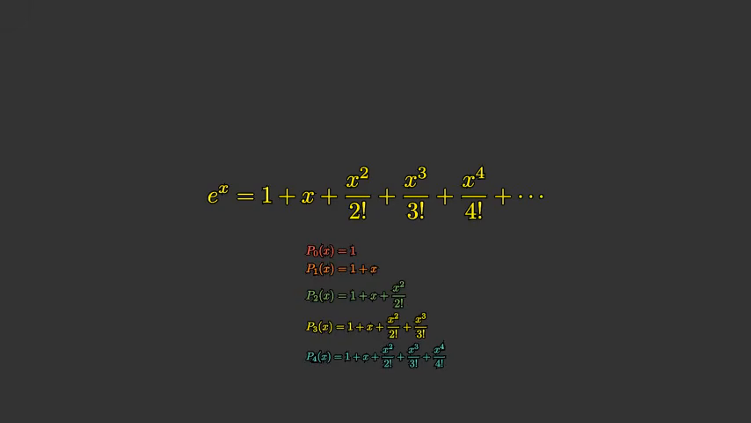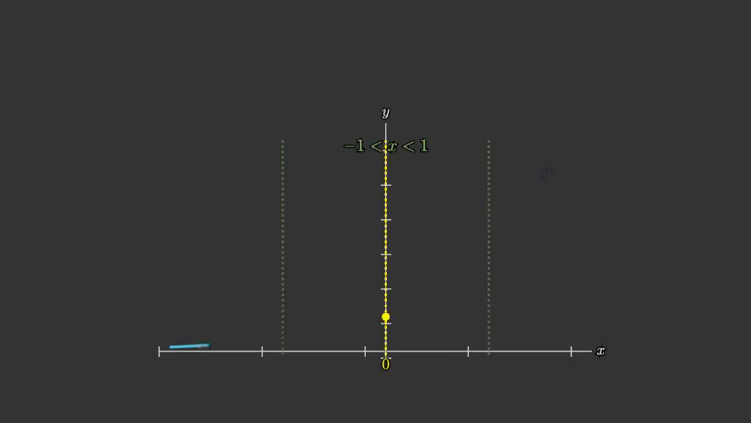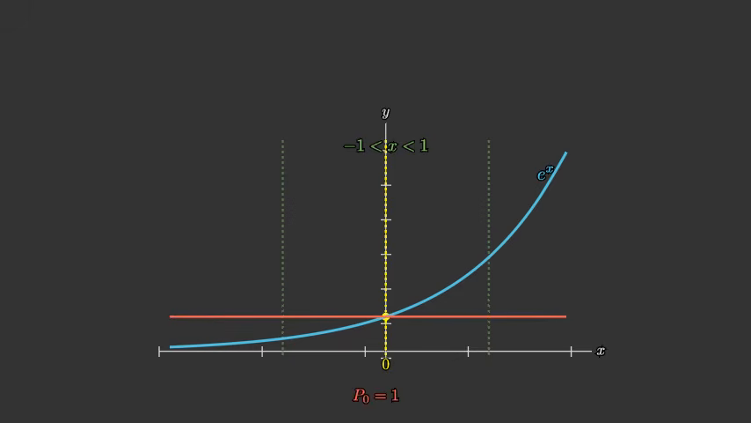Now do not jump to infinity. Build the approximation one piece at a time. The 0th approximation is just 1. It only knows the height of the function at 0. The first approximation is 1 plus x. Now it also knows the slope at 0. The second approximation adds x squared over 2 factorial. Now it starts to bend. The third approximation adds x cubed over 3 factorial. The fourth adds x to the fourth over 4 factorial. Each new term adds one more order of local information.